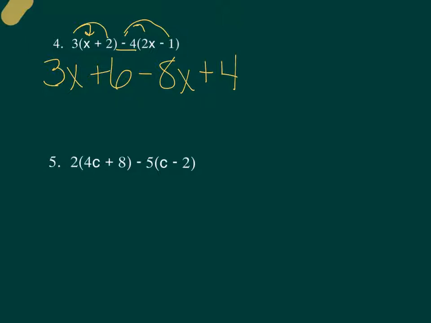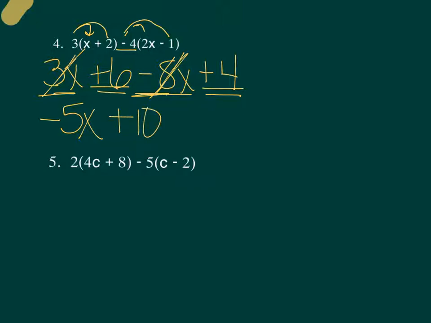Now we're going to combine like terms. So I have a 3x, and I have an 8x, but remember what's in front of the 8x is the negative. So it's actually 3x minus 8x, which gives me negative 5x. I'm going to use them, so I'm going to cross them out. And then I have a positive 6 plus 4, which gives me 10. And there's that answer.